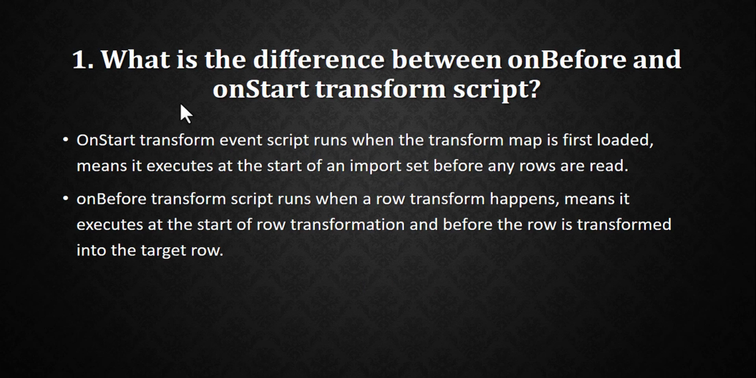So the first question is, what is the difference between on before and on start transform script? So on start transform script runs when the transform map is first loaded, meaning it executes at the start of an import set before any rows are read. While on before transform script runs when a row transform happens, meaning it executes at the start of row transformation and before the row is transformed into the target row. It's like before transformation into the target table, this on before transform event script will run. Okay. Now move to the next question.